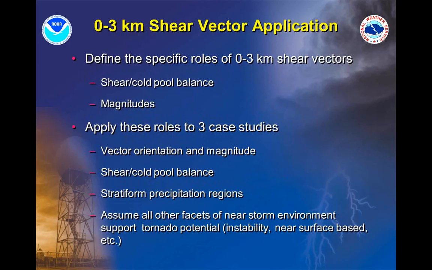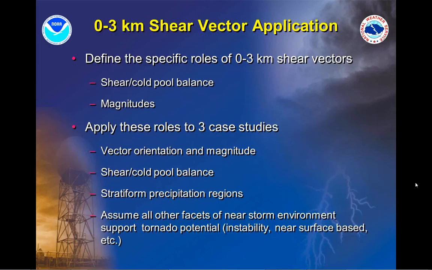Thanks, Ron. As Ron mentioned, I'm going to heavily focus on the shear cold pool balance part of the 0 to 3 kilometer shear vectors. The reason we generally use 0 to 3 kilometer bulk shear vectors is that we're trying to simulate the depth of a typical cold pool from an MCS. They're not always 3 kilometers deep. Some may be 2.5 kilometers to 2 kilometers, but we've found that 0 to 3 kilometer shear works best. A lot of the research in the past has also focused on 0 to 3 kilometer magnitudes, but what we've found in not only the three cases we're going to present today, but many other cases, is that the line normal component of that magnitude is critical.